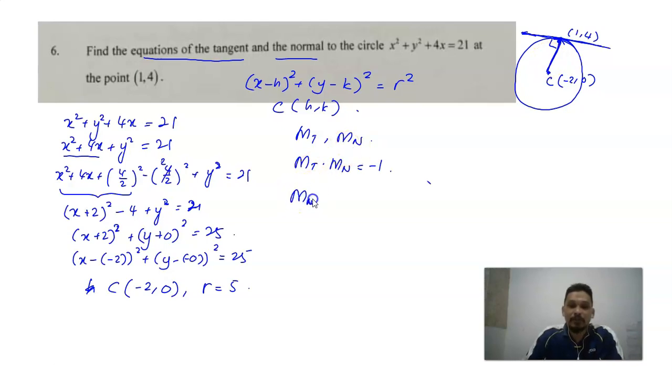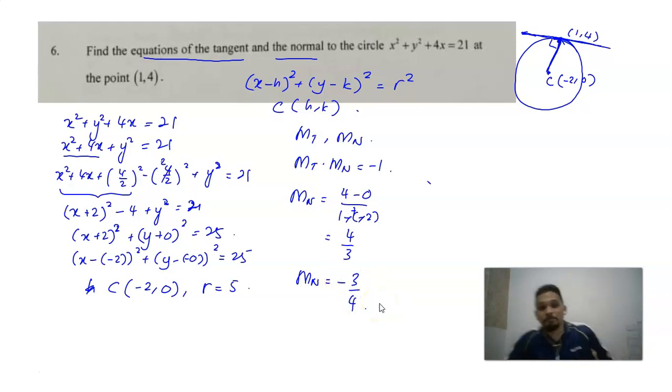So the gradient equals y2 minus y1 over x2 minus x1. I consider this one as 4, and this one here, 4 and 0. So 4 minus 0 divided by 1 minus negative 2. Okay, negative becomes positive, 1 plus 2 equals 3. So the gradient of tangent is 4 over 3, and the gradient of normal equals negative 3 over 4.